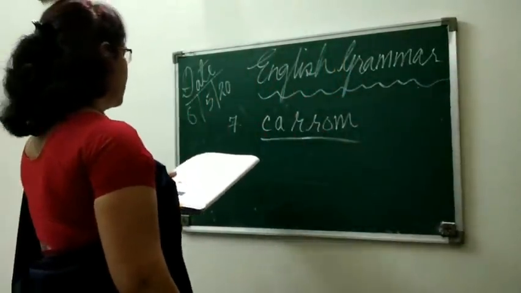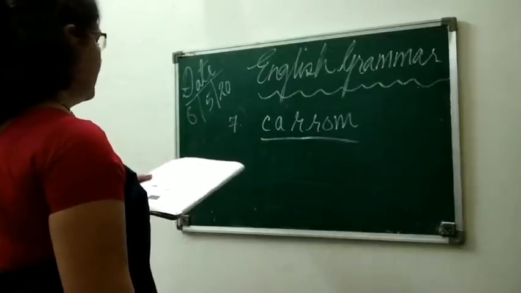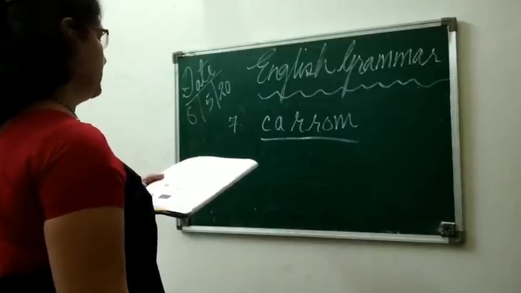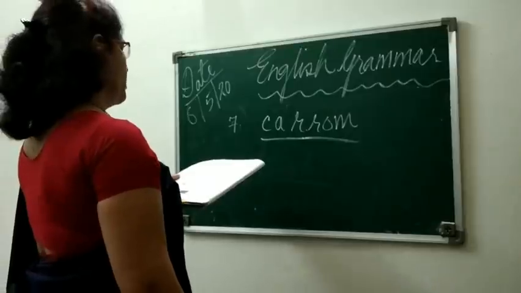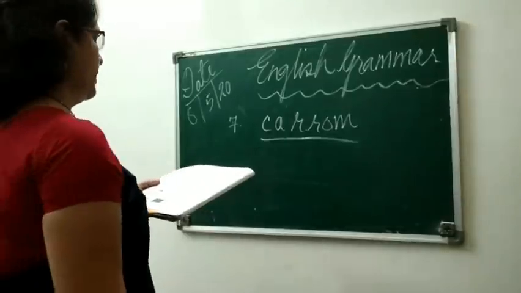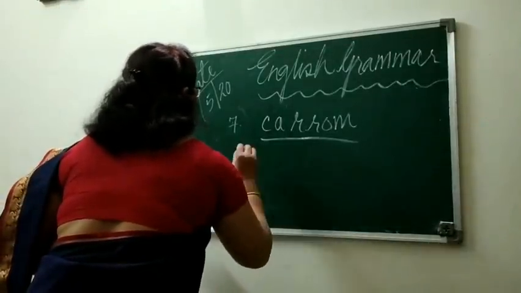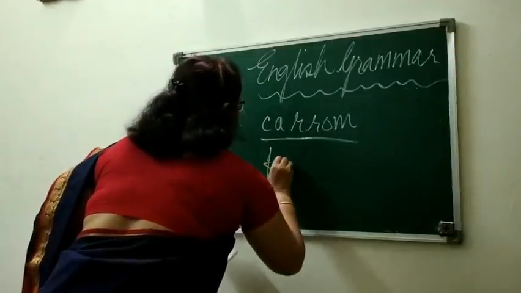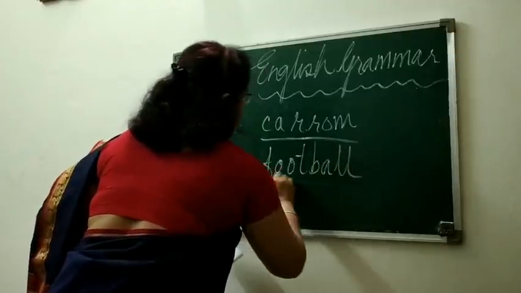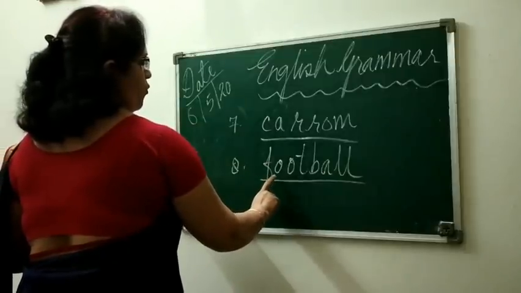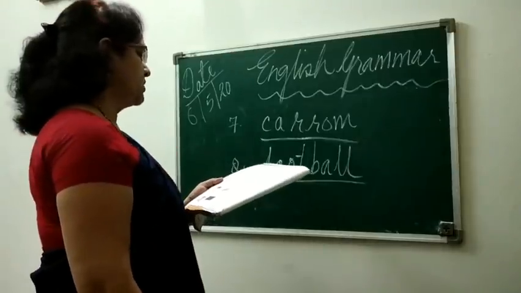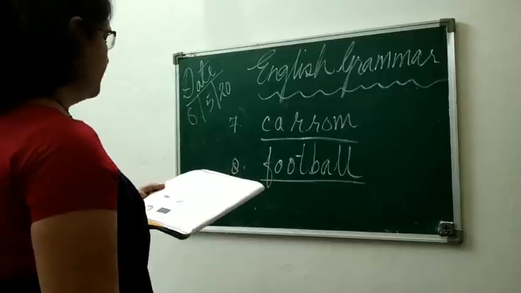Now, eighth one. Let's see the eighth one. L A L B O F O T. Now, what is the correct word of L A L B O F O T? The correct word is football. Correct word is football. Now, let's write football. F-O-O-T-B-A-L-L. Football. Now, what is the ninth one?